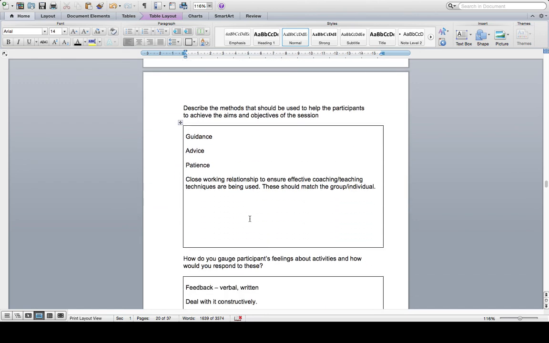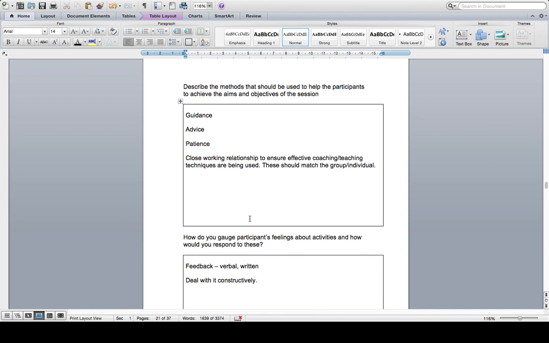Okay, here we go. Page 20. It says on this question, describe the methods that should be used to help the participants to achieve the aims and objectives of the session. So you want to give guidance throughout the session on what they should be doing. Advice where appropriate. You can give feedback during the session as well.